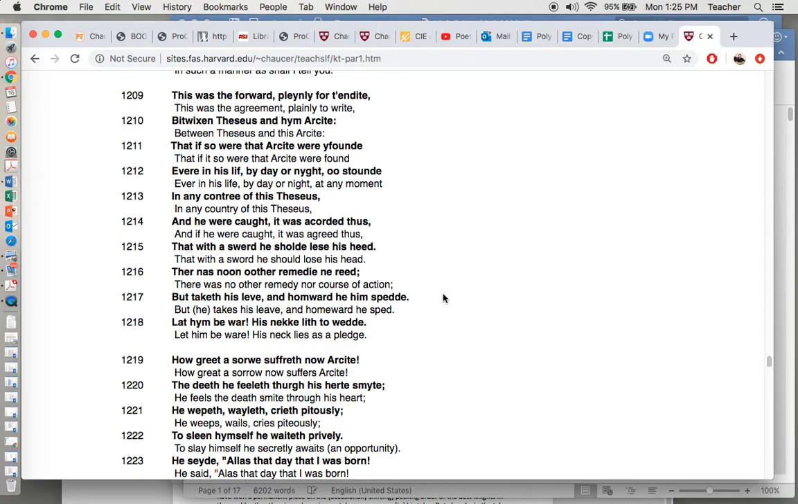Okay, 1209. This was the forward plainly, Fortune's doom, betwixt Theseus and him Arcita, that if so were that Arcita were found, ever in his life, by day or night, to stand in any country of this Theseus, and here were caught, it was accorded this, that with a sword he should lose his head. There was no other remedy nor rede, but taking his leave and homeward he him sped. Let him beware, his neck lies to wade.